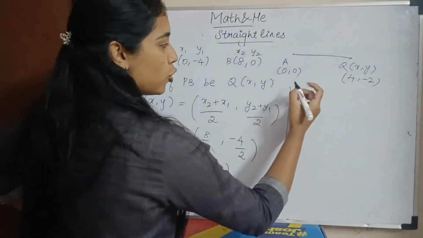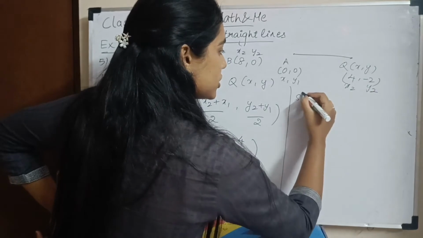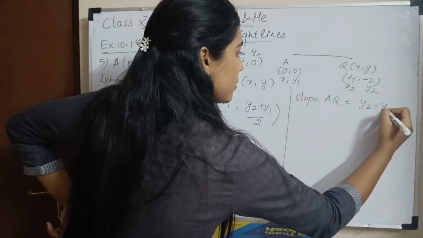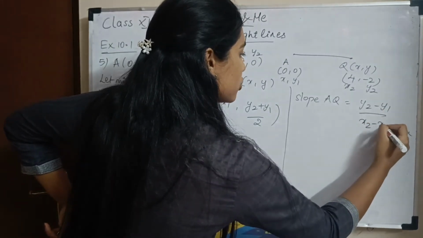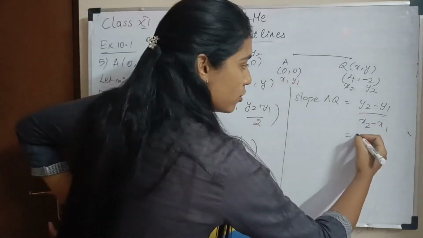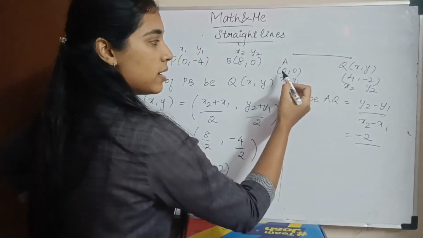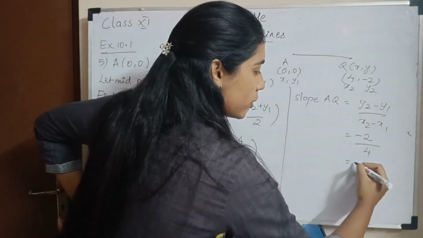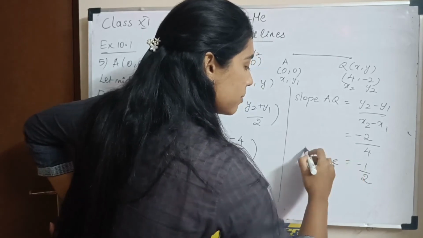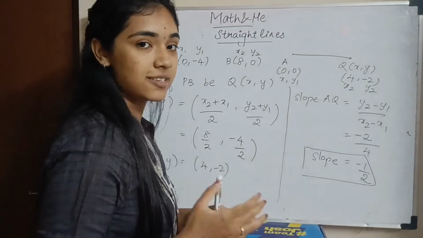You need to find the slope. Now name this as x1, y1 and x2, y2. So slope AQ equals y2 minus y1 divided by x2 minus x1. So what is your y2? -2 minus 0. So it is -2 divided by x2 minus x1. It's 4 minus 0. So you have 4. What is the slope? -1/2. So slope equals -1/2. Always put a box in the exam for the invigilator to know what the final answer is.